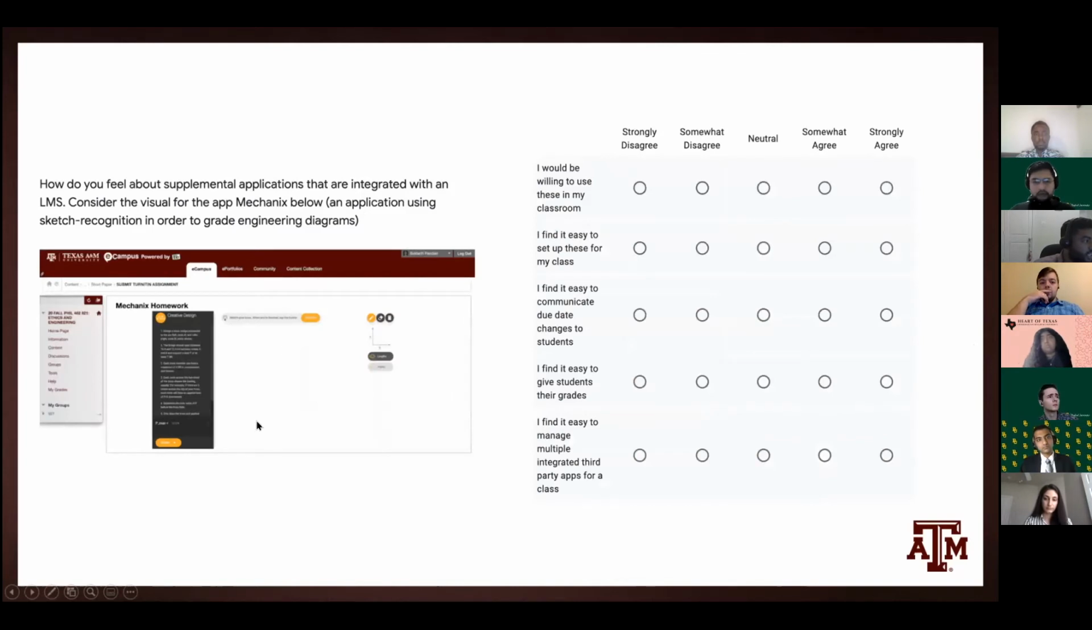So here I show an example of integrated software. This right here is the Mechanics platform, which is a third-party education software created by the Sketch Recognition Lab at Texas A&M. And here's a sample sketch of this integrated with eCampus. And then I ask the same questions that I ask about non-integrated software, here about integrated software.